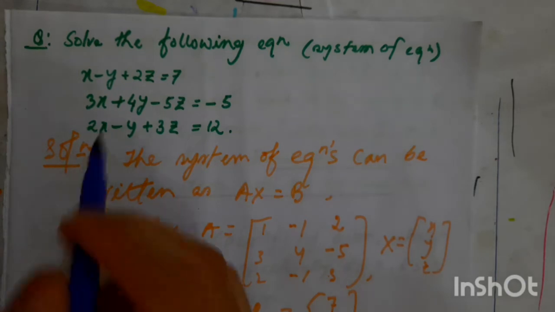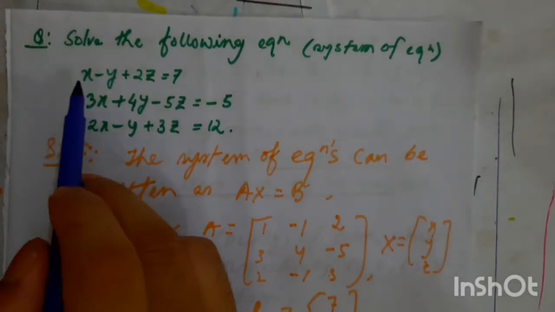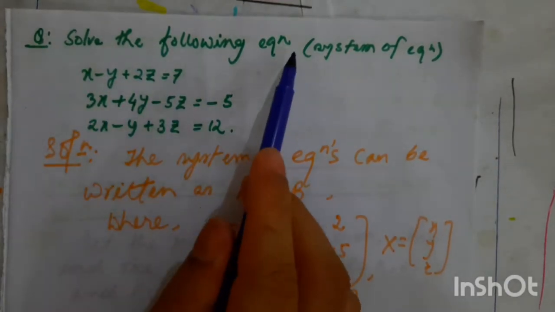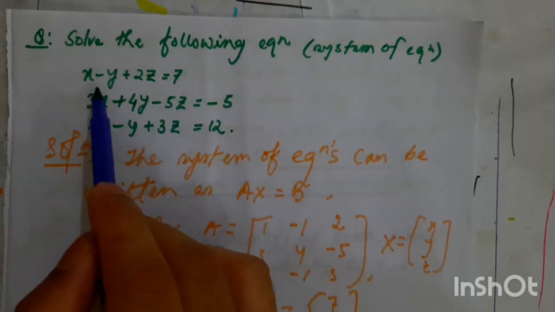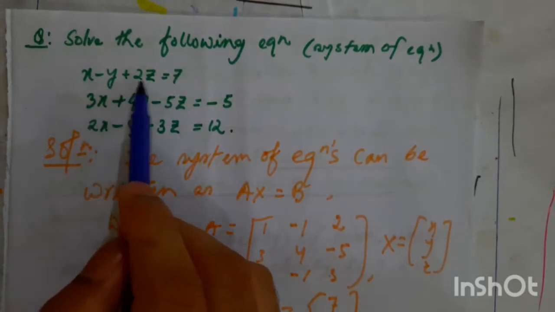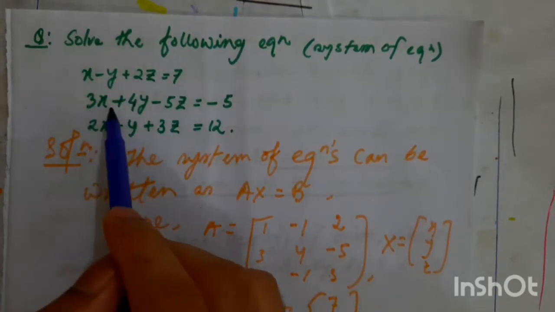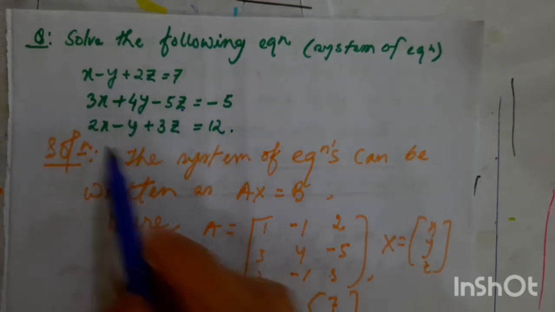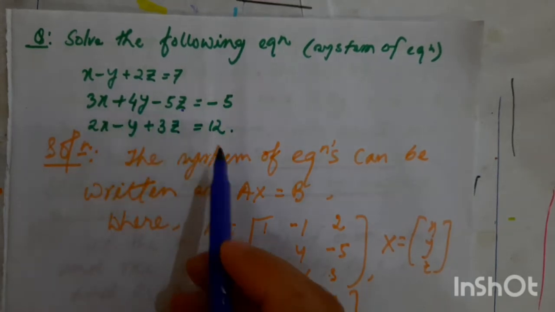Okay, my dear students, I have a few more questions solved. Solve the following system of equations: x minus y plus 2z equal to 7, 3x plus 4y minus 5z equal to minus 5, 2x minus y plus 3z equal to 12.